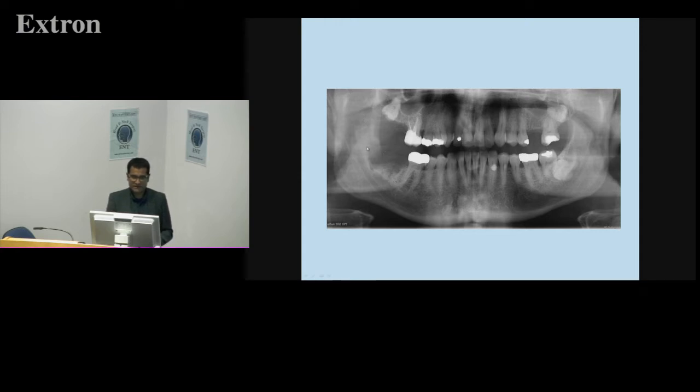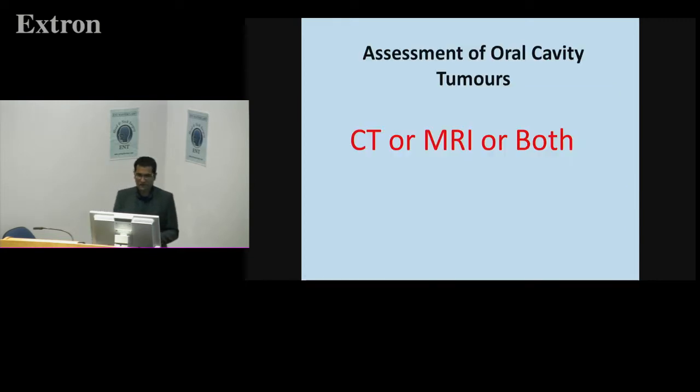So this is what an OPG looks like, and you can see here a big tumor, an apple core type lesion, and if you follow the cortex down, there's a loss there, and there's a big punched out lesion that you can see. So that's squamous cell carcinoma of the mandible.